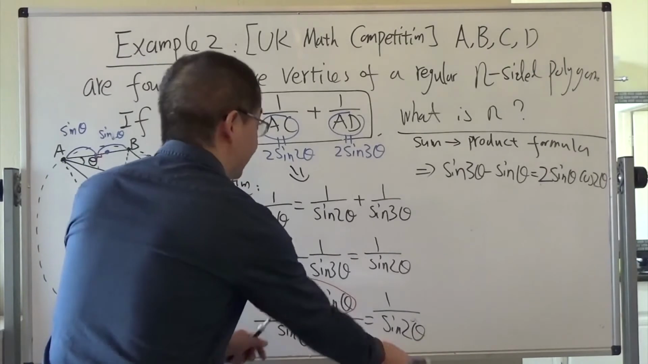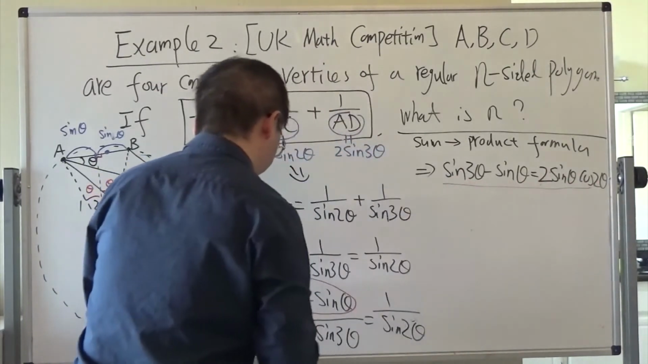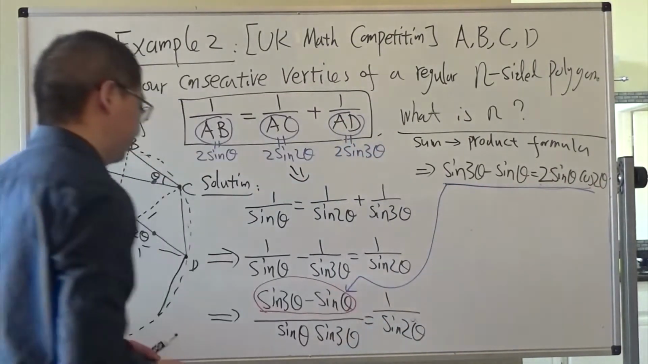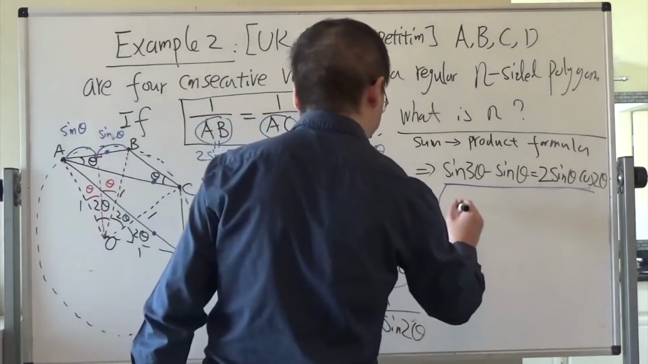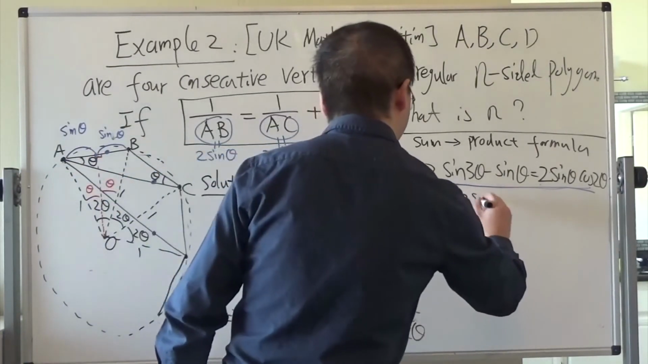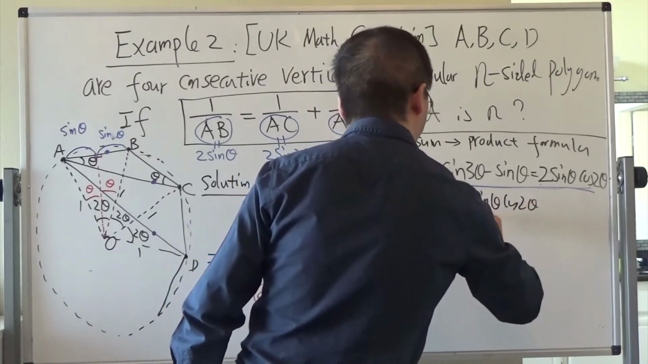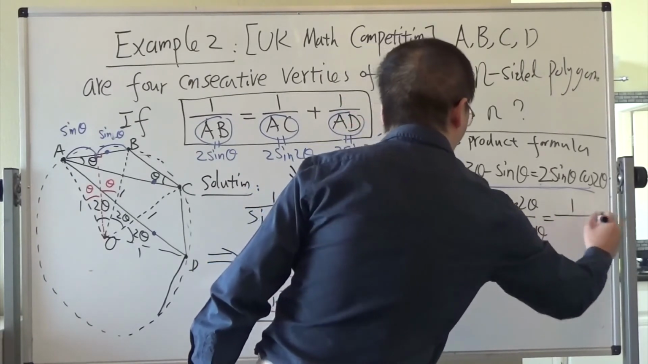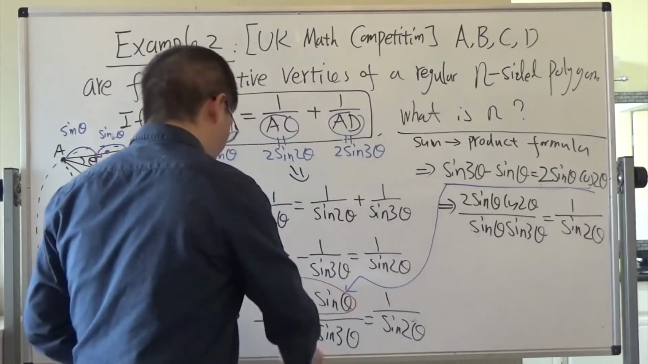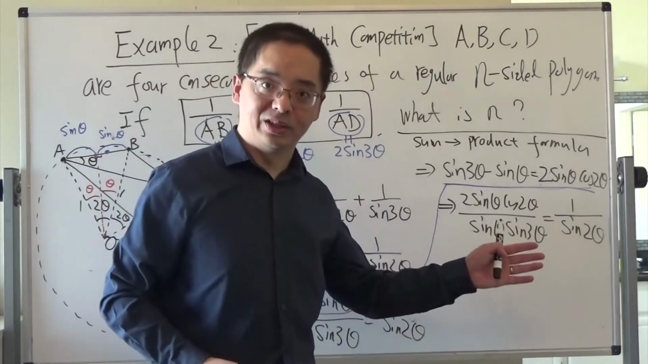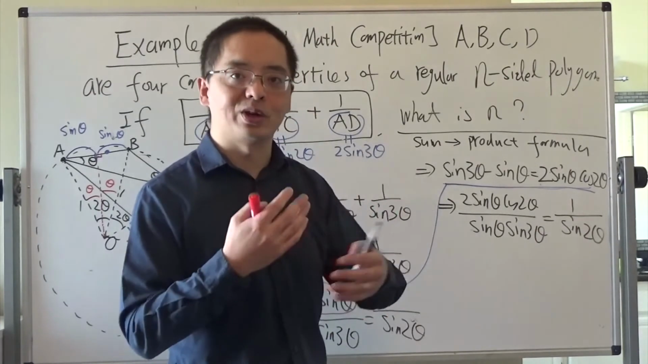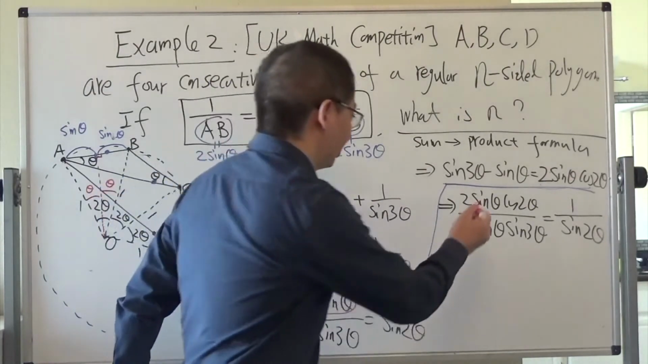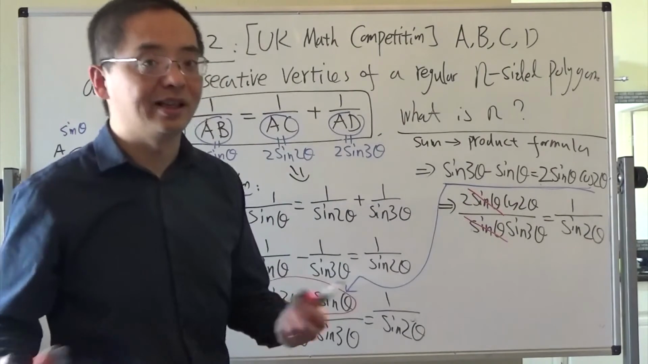Okay, so let's put this back to here. And this leads to twice sine theta cosine 2 theta divided by sine theta sine 3 theta equals 1 over sine 2 theta. Now you see we have a cancellation. So that's what we want to see, right? I apply those trigonometric identities and I want to get something that can be nicely cancelled. So here I can cancel sine theta and sine theta because theta is not 0.